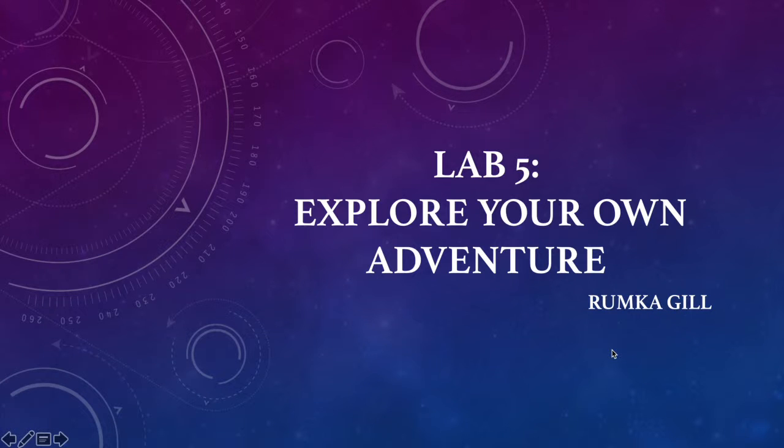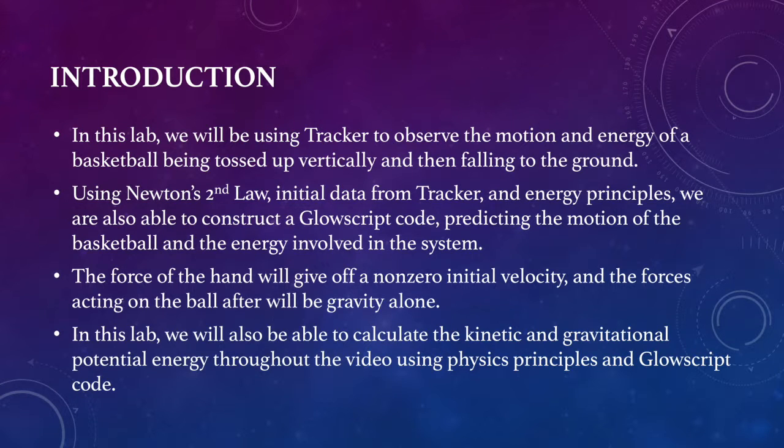Today we will be discussing Lab 5, where you explore your own adventure. In this lab, I will be using Tracker to observe the motion and energy of a basketball being tossed up vertically and then falling to the ground. Using Newton's second law, initial data from Tracker, and energy principles, we will also be able to construct a GlowScript code predicting the motion of the basketball and the energy involved in the system.